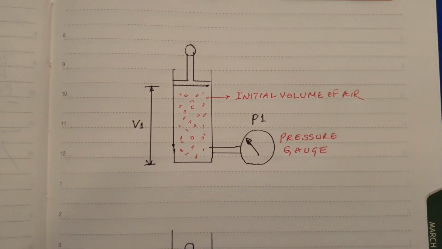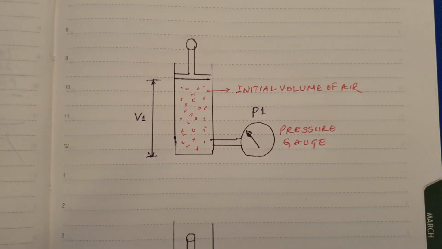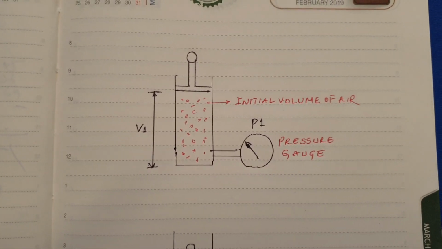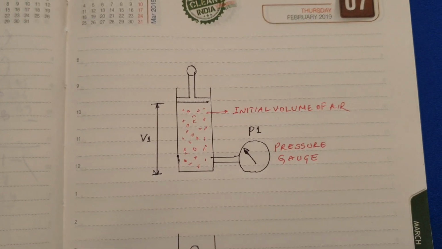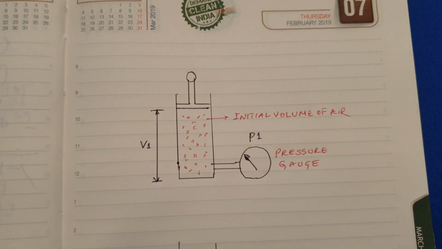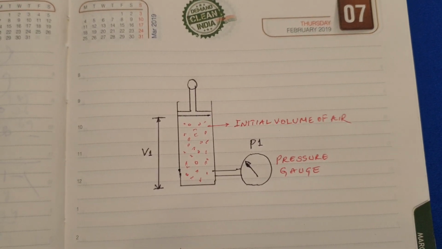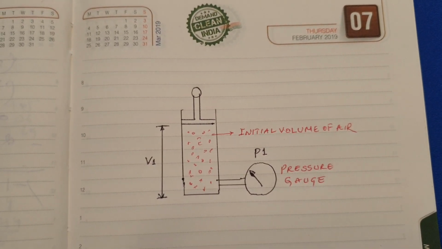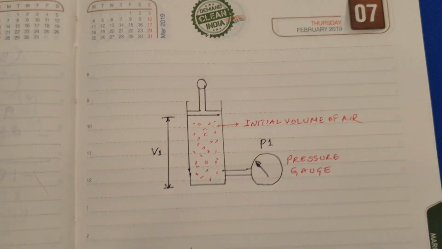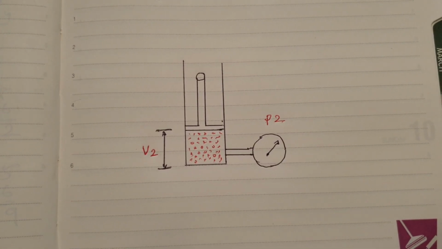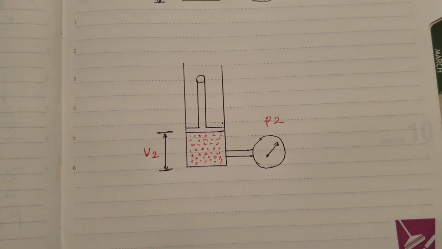I have a piston which is filled with air, and it has an initial pressure P1 and initial volume V1. The initial pressure would be equal to atmospheric pressure. Now, as you press the piston, the air inside is compressed and it gives the second set of readings, P2 and V2.